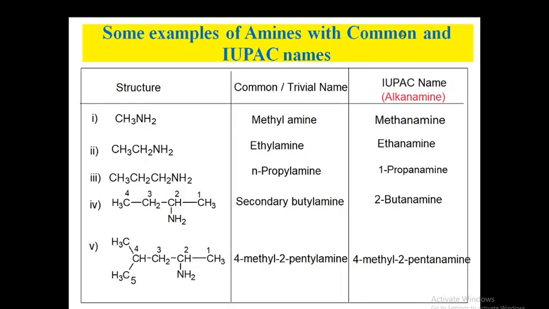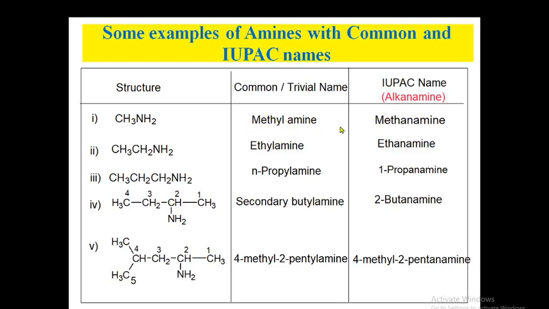Let's see some examples of amines with their common name and IUPAC names. Here we have the structure, then common name system, and IUPAC name. IUPAC name is the alkanamine, so e is replaced by the word amine. The first example is CH3NH2. If you see here, only one carbon is present, so obviously it's a methyl group attached to the NH2, and hence the name will be methyl followed by the word amine, and therefore the common name becomes methylamine.